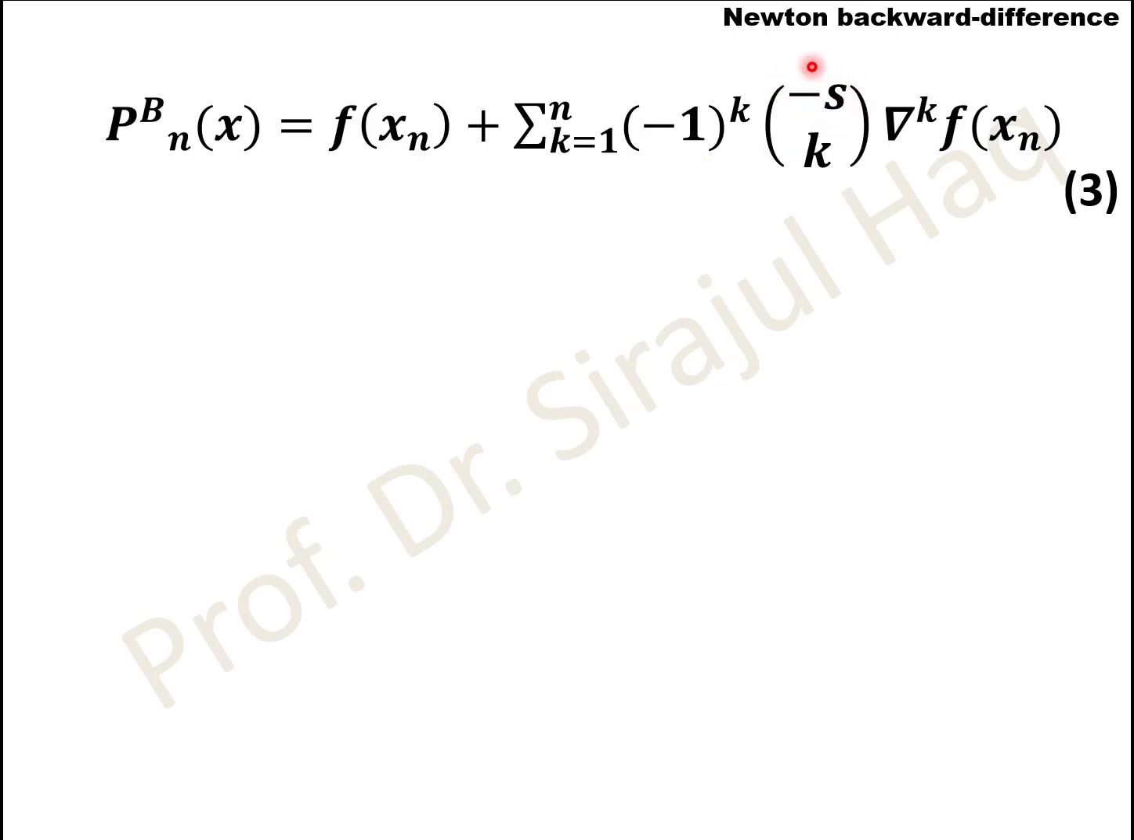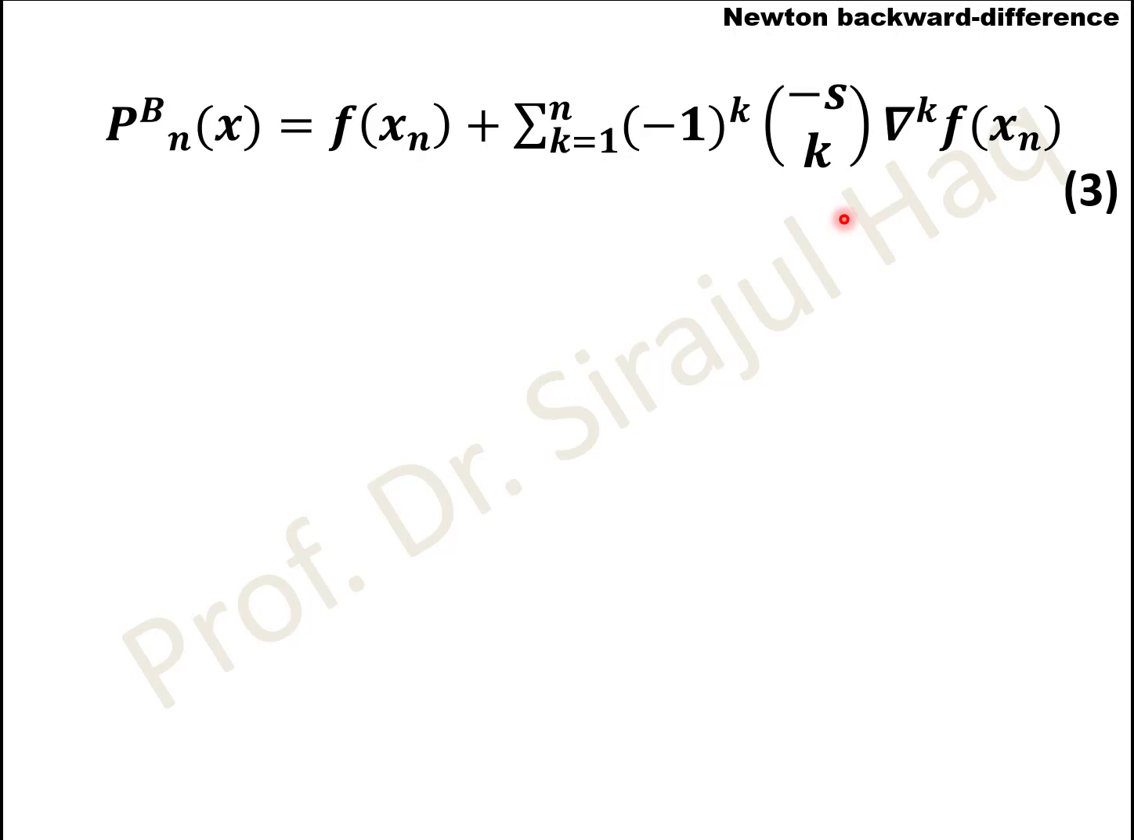This term in that formula is replaced by minus s. Nabla stands for the backward difference. Nabla raised to the power k of f of xn means the kth order backward difference of the function f at xn. In the forward formula, s was linked with the initial point, but remember, in this case, it is linked with the final point. This means that x is equal to xn plus s into h.